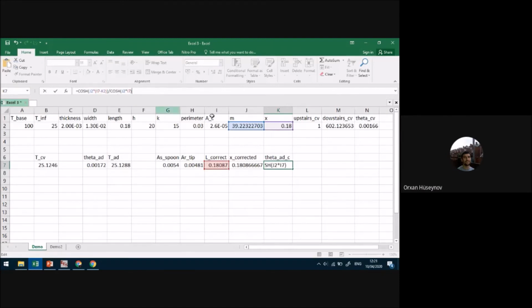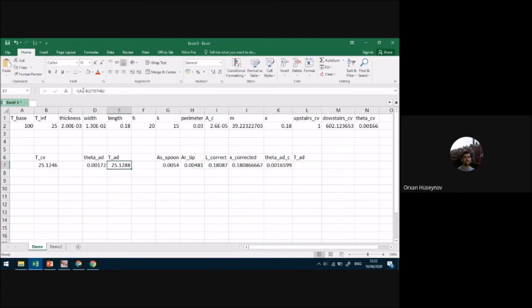You have the J2, and let's check K2, which is the x coordinate. Yes, I should convert it into this x coordinate as well. If I don't have any J2, again it is M. There's no problem with M. H, perimeter, by kAc. Okay, let's calculate it. So this is the theta adiabatic corrected. Now let's calculate the T adiabatic.